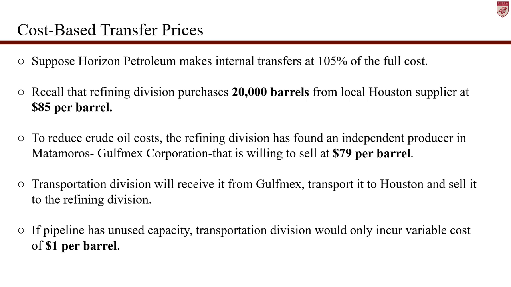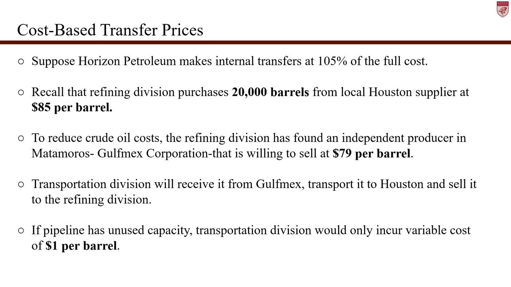Okay, so now we're gonna look at another case. Well, it's the same Horizon Petroleum, but there is a new scenario. Right now, let's suppose that Horizon Petroleum is not using the market transfer pricing, but rather they're going to apply the full cost based transfer price. So they're gonna make internal transfer at 105% of the full cost. Right? So 105% of full cost means 5% is gonna be the margin that goes to the selling subunit.